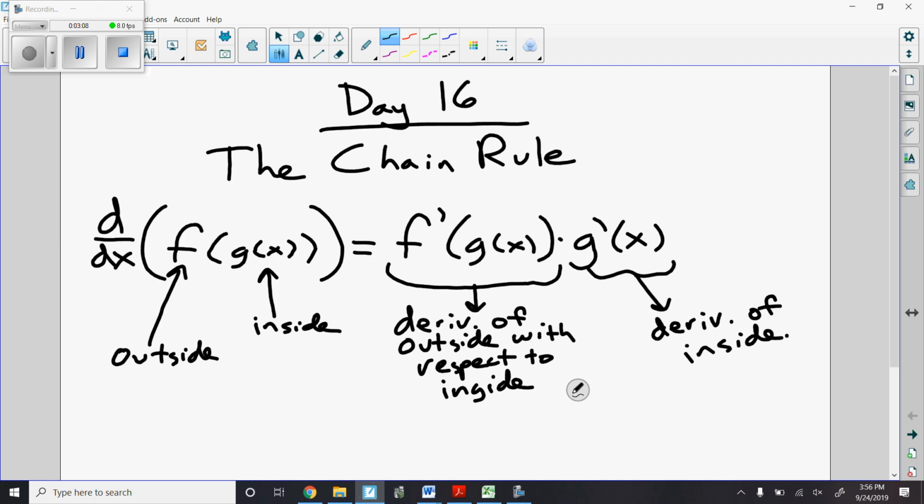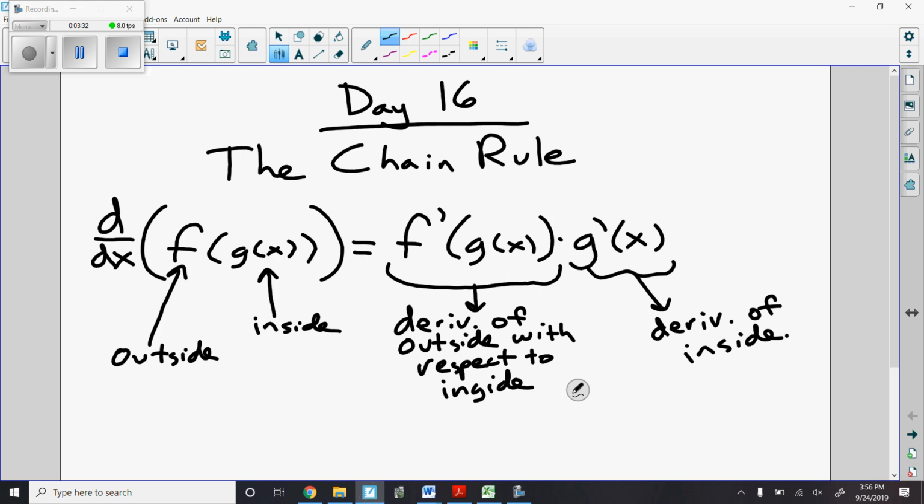You may be a little bit confused what I mean by derivative of the outside with respect to the inside. But as we look at some examples, this rule is best understood by just looking at lots of different examples. One thing I want you to notice, it's not f prime of g prime of x, it's just f prime of g of x.